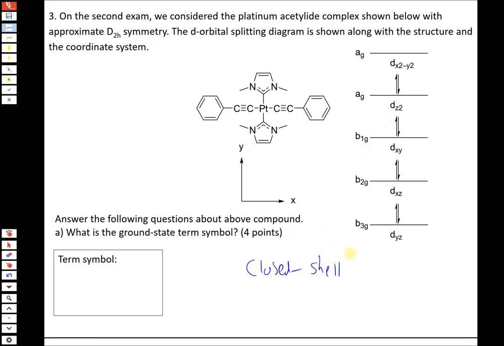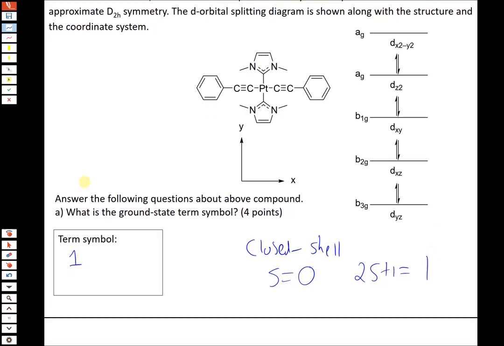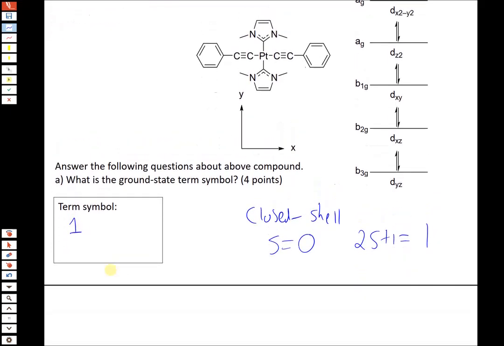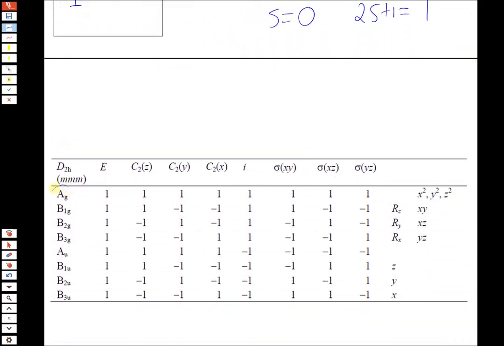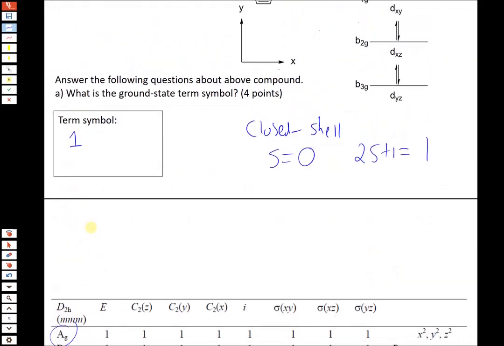And of course, the spin would be 0 because there are no unpaired electrons, meaning that 2S plus 1 equals 1, so it is a single state. The term symbol is going to be whatever the totally symmetric representation is for that point group. I told you directly that it's D2h, so the totally symmetric representation of D2h is Ag.